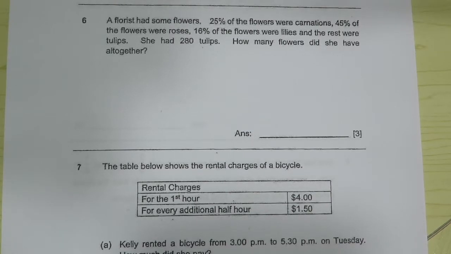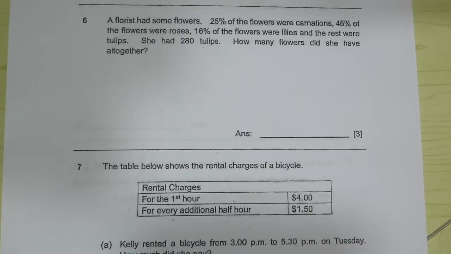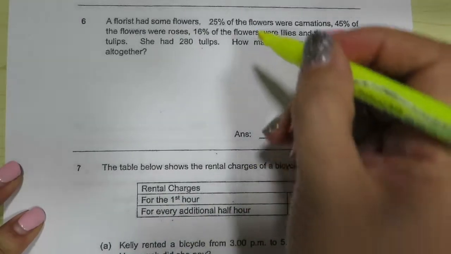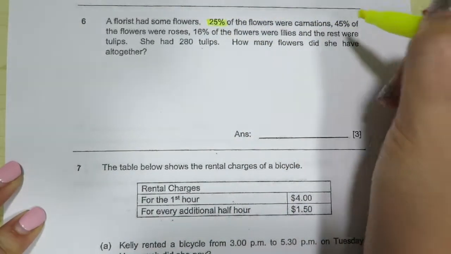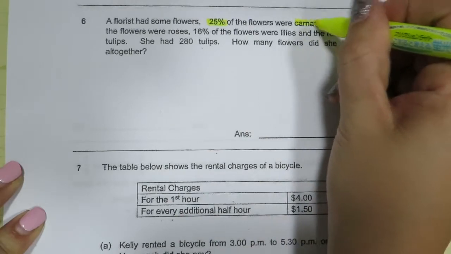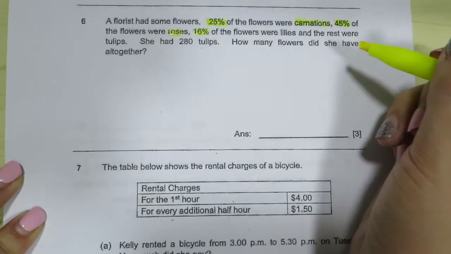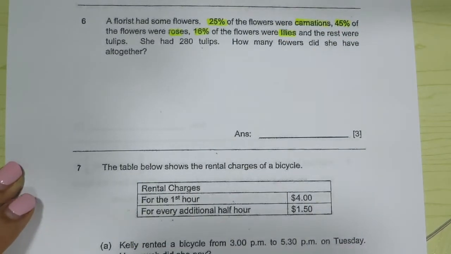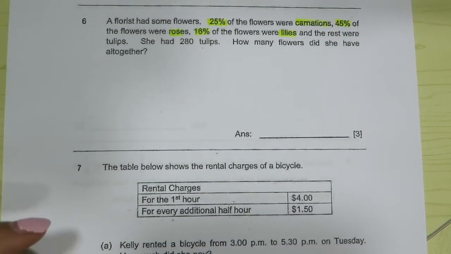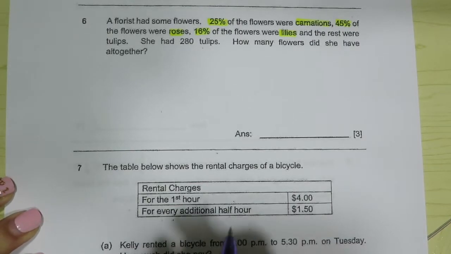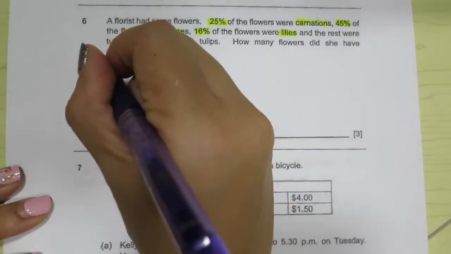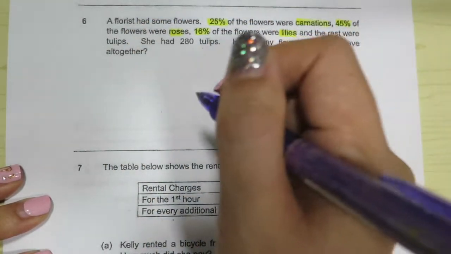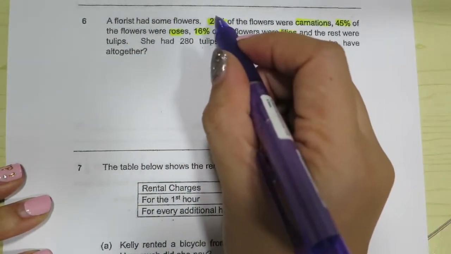Question 6. A florist had some flowers. 25% of the flowers were carnations. 45% of the flowers were roses. 16% of the flowers were lilies and the rest were tulips, and she had 280 tulips. How many flowers did she have altogether? So basically the flowers add up to 100%. We know everything else.